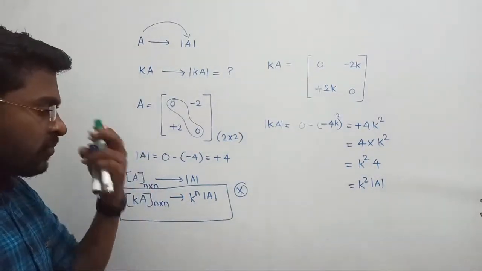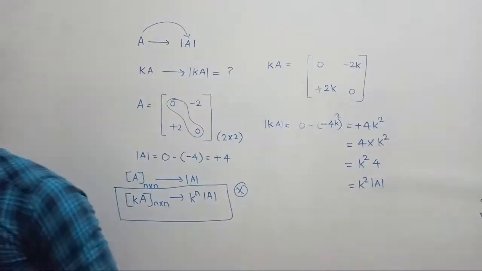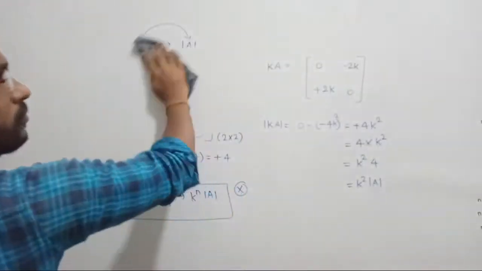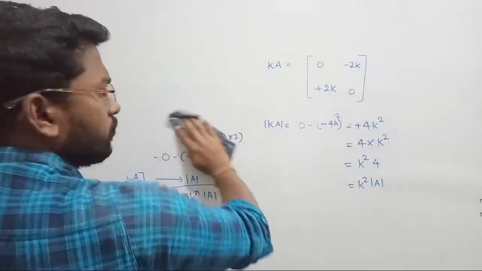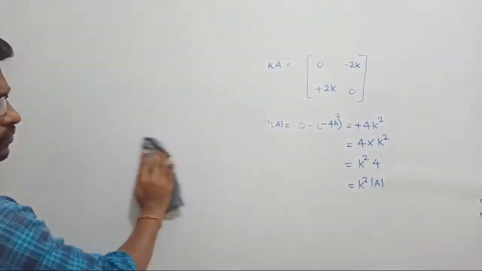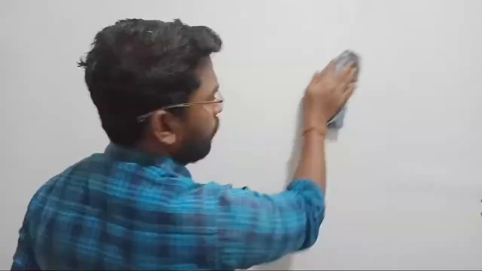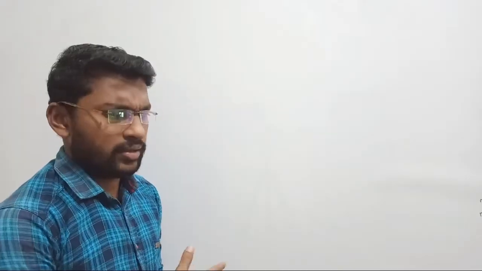Okay. Now, let me rub these things. Okay, so this is all about the determinant of the matrix. I hope things are very clear to you all. That was the final property that I forgot to give. Okay, fine. So next, I said we should talk about the inverse of the matrix.